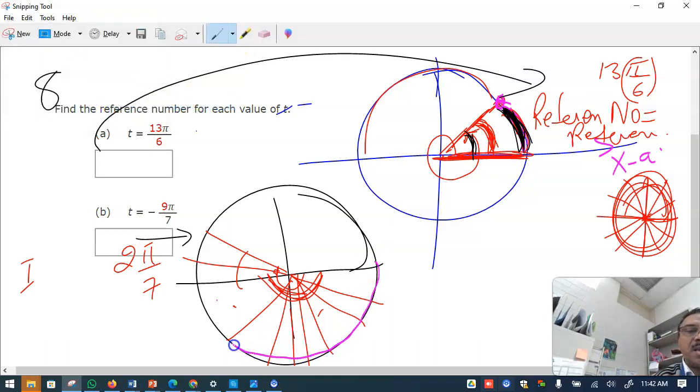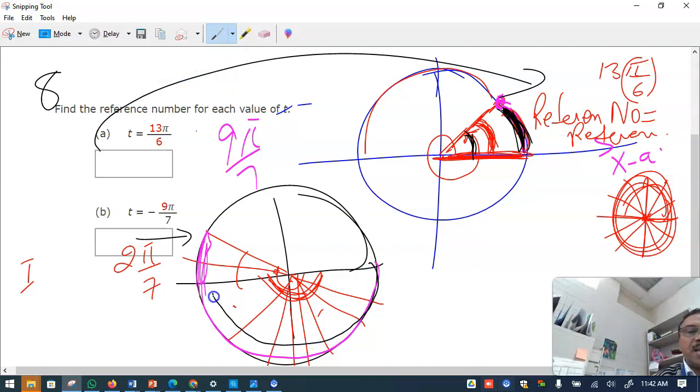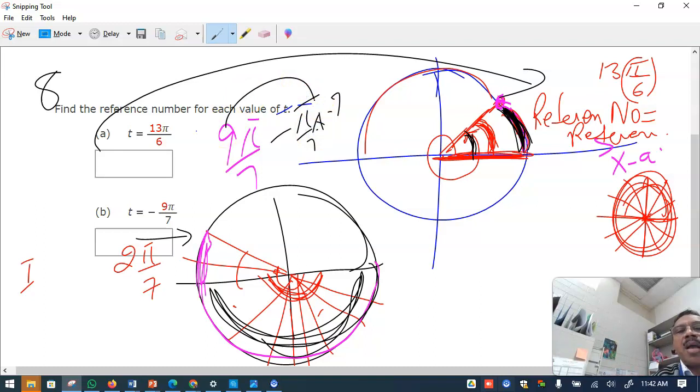This arc length is 9 pi by 7, and this arc length here is 1 pi, so it is like minus pi. So when you do that, you multiply 7 times 7 like this, so you get 9 pi minus 7 pi becomes 2 pi by 7. That's the shortest distance of this point from the x-axis, which is the reference number. I hope. Let's do another one.